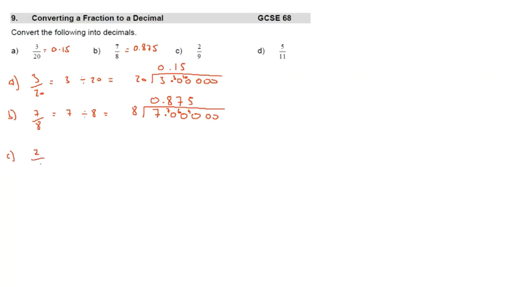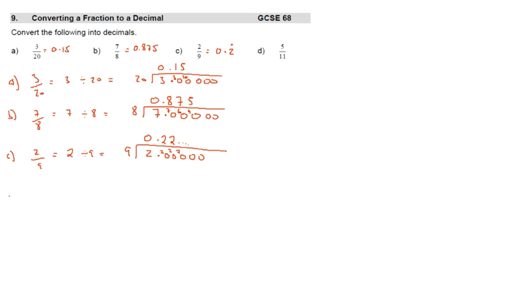C, 2/9 means 2 divided by 9. So 9 goes outside, 2 goes inside. Again, note there. All right, carry the 2 over. How many 9s are in 20 is 2, remainder 2. 9s in 20 is 2, remainder 2. So this 2 is going to repeat forever. Remember, it's called a recurring decimal. And to show the 2 repeats, you do 0.2 and you put a dot on top of the 2.